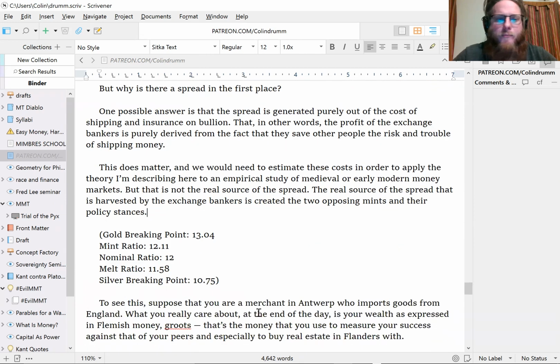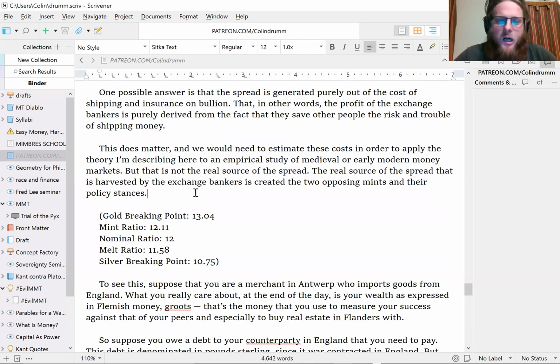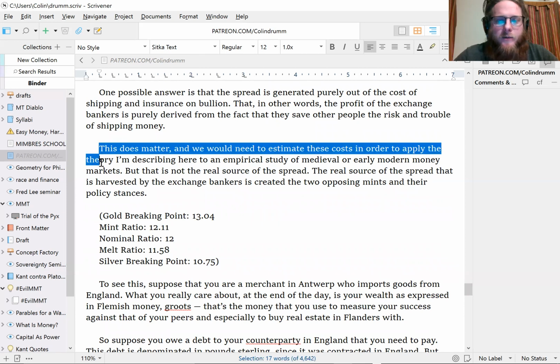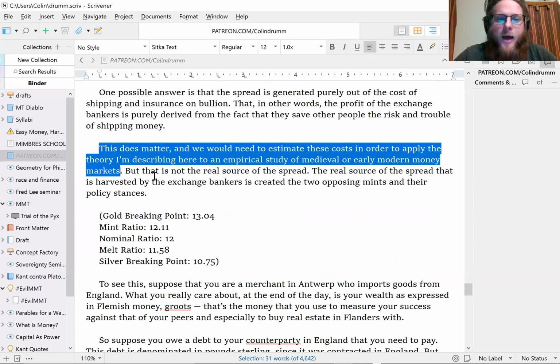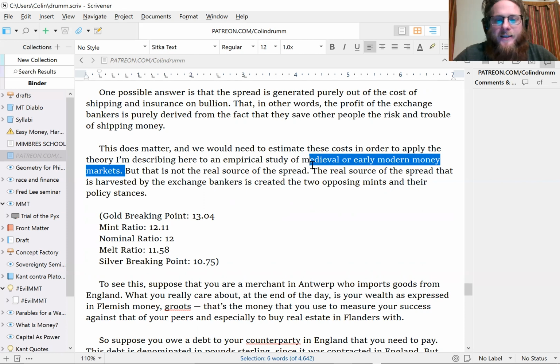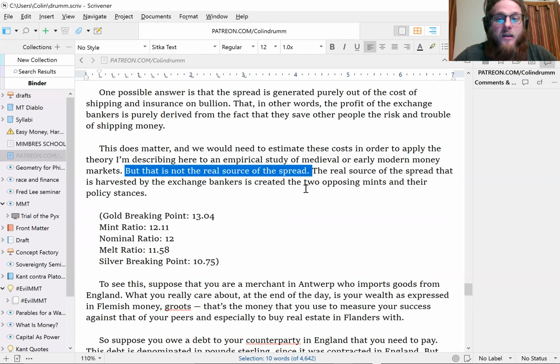Really, this is not about that. It does matter, and if we're going to do empirical study, we need to estimate it and put it into the model, but it's kind of a little extra value-added thing. It's not the real source of the spread.